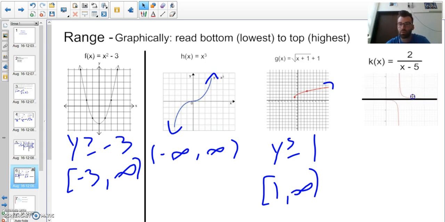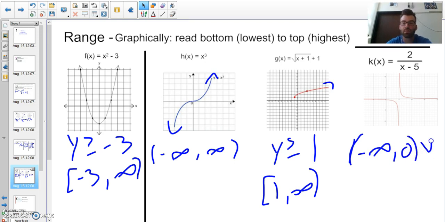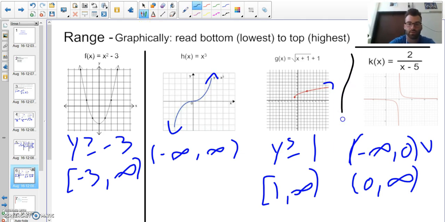So this is called a horizontal asymptote, right, which we'll deal with later. But y cannot equal 0, so I'm going to skip 0. I'm going to go from negative infinity to 0, pick it back up, and then 0 to infinity. All right, so that would be the range of that last one.